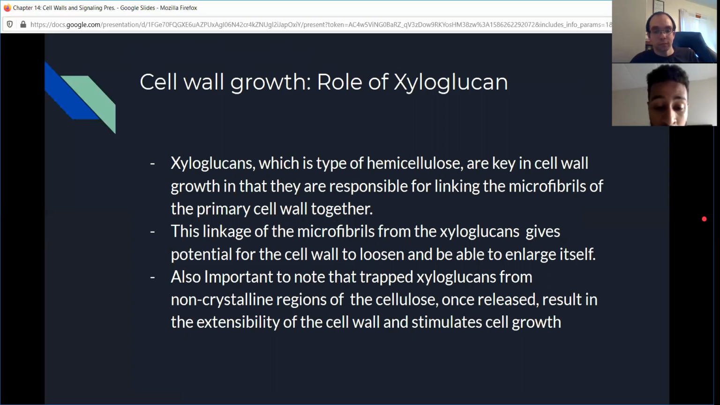Now, this linkage is what gives the cell wall the potential to loosen and the ability to enlarge itself. The cell wall does these motions based on the situation, and it can also vary from plant to plant. Also important to note is that trapped xyloglucans form non-crystalline regions of the cellulose, and once these are released, that results in more cell growth and the extension of the cell wall.